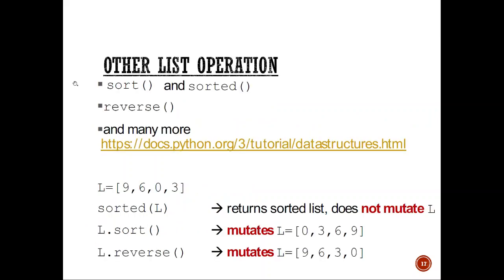Other possible operations include sort, sorted, and reverse. Sorted returns a sorted list but does not change L. L.sort changes the list L into ascending order, and L.reverse sorts it in decreasing order.